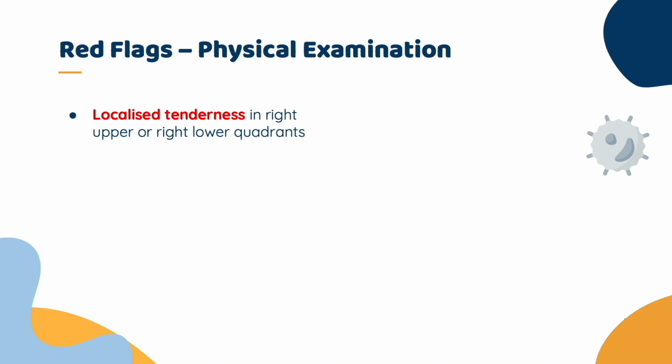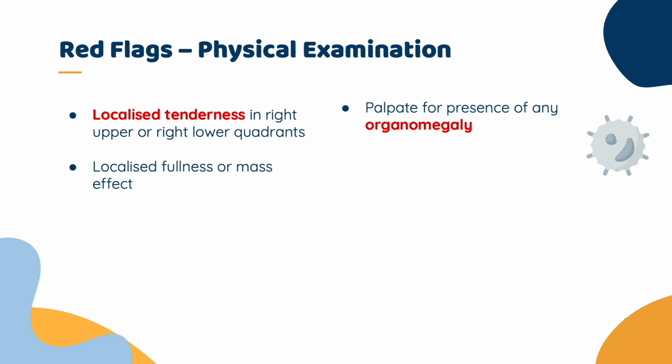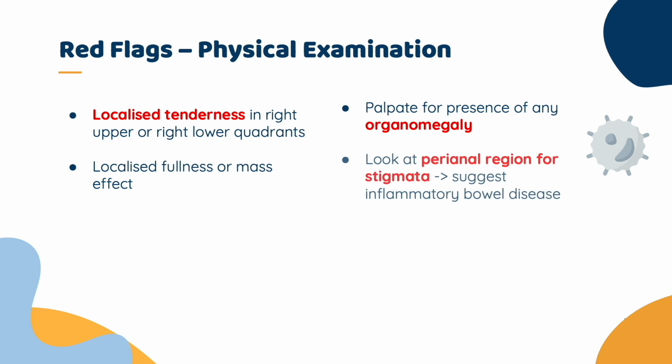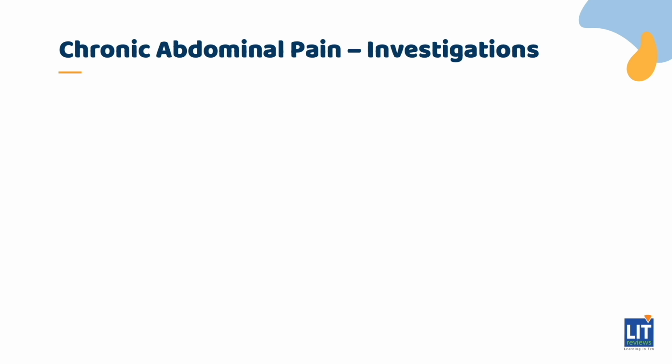Examine for any localized tenderness in the right upper or right lower quadrants, any fullness or mass effect. Always palpate for the presence of any organomegaly, and look at the perianal region for stigmata that would suggest inflammatory bowel disease. Investigations depend on the findings from history and physical examination.